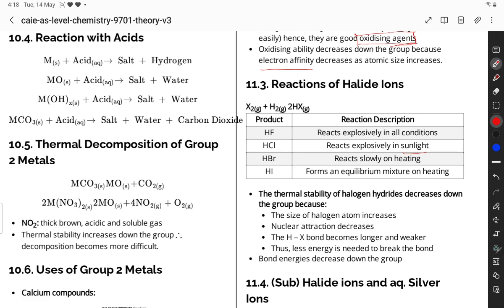Due to the size of the halogen atom increasing, nuclear attraction to the outermost electron also decreases. The H-X bond becomes longer and weaker, thus less energy is needed to break the bond down the group. Bond energy decreases down the group, but bond length increases down the group.